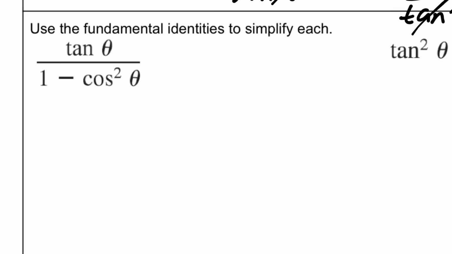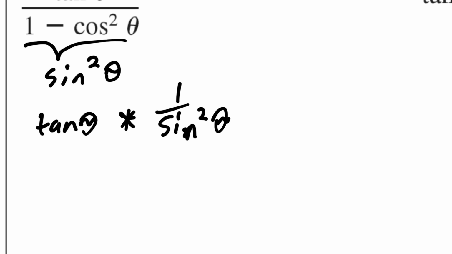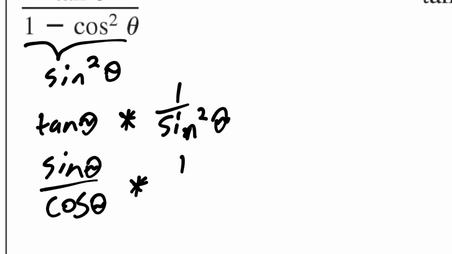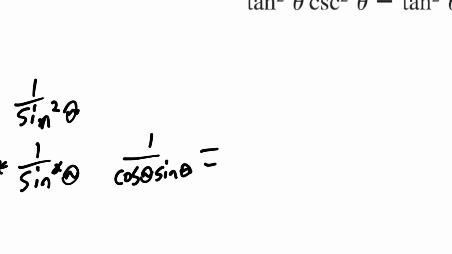The bottom of this fraction, using the Pythagorean identity, can be replaced with sine squared theta. So instead of taking it as tangent divided by sine, we can think of it as tangent theta times 1 over sine squared theta. The reason we do that is because that way when we replace tangent with sine over cos, it's easier to multiply. So one of the sines cancels out, and then we have 1 over cosine theta sine theta. If I was going to rewrite that, I could write it as the secant of theta times the cosecant of theta.